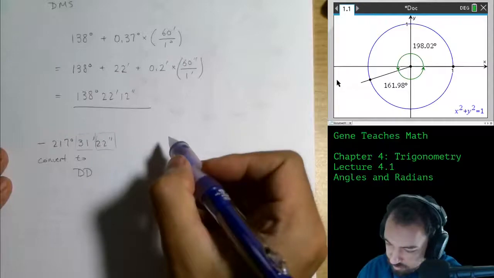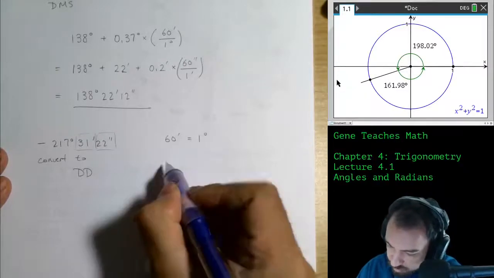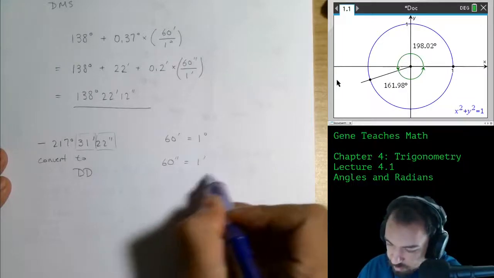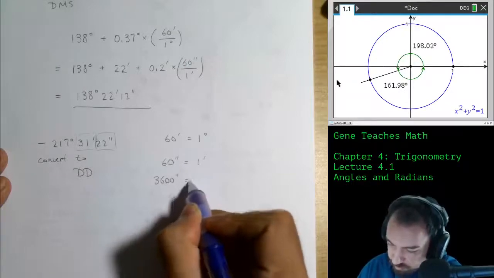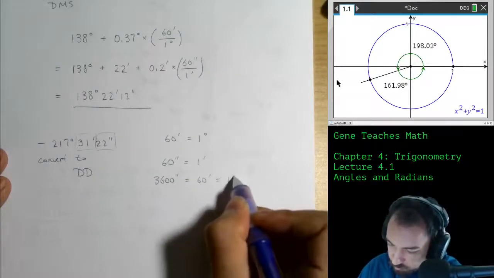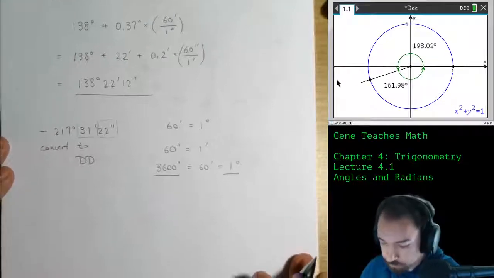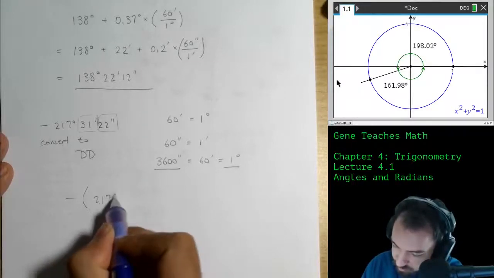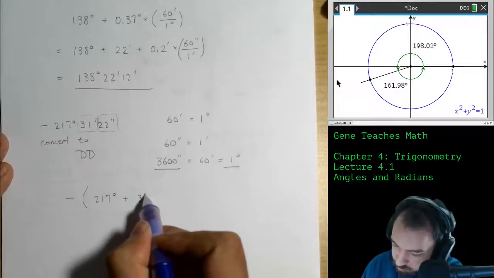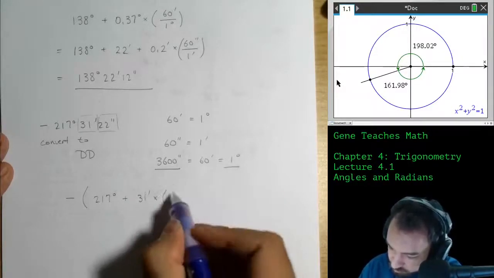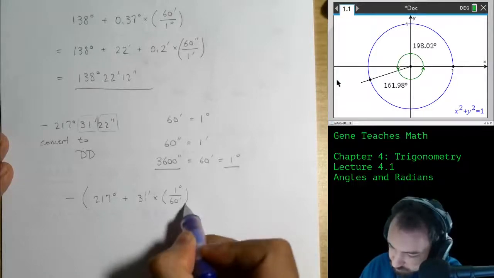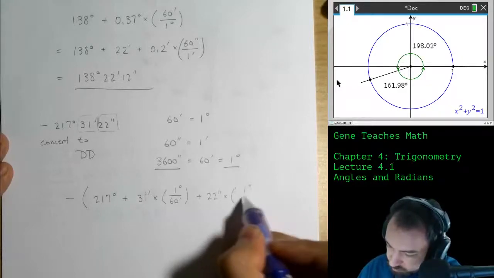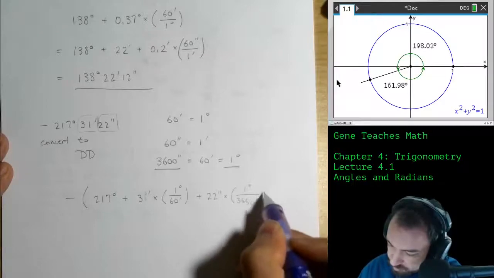So we understand that 60 minutes is going to go to 1 degree, and 60 seconds is going to go to 1 minute, which means 3,600 seconds is going to go to 60 minutes, which is going to go to 1 degree. So this is going to be the conversion right here. All right, so we're going to say negative, I'm going to put the negative out front, 217 degrees plus 31 minutes of arc is going to get converted to 1 degree for every 60 minutes of arc, and the 22 seconds of arc is going to get converted to 1 degree for every 3,600 seconds of arc.